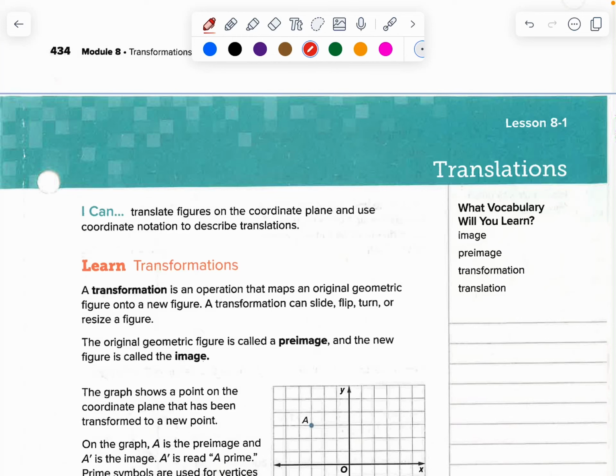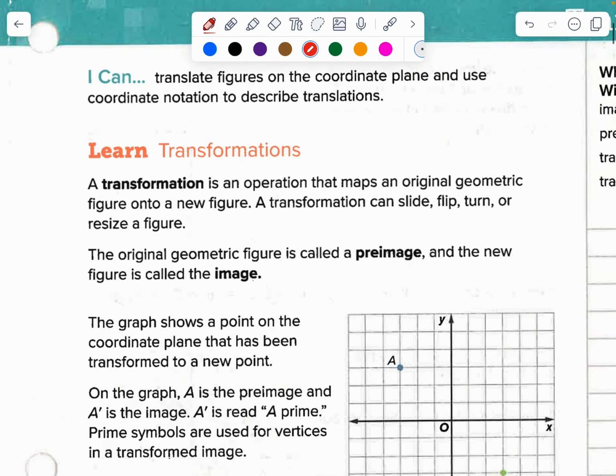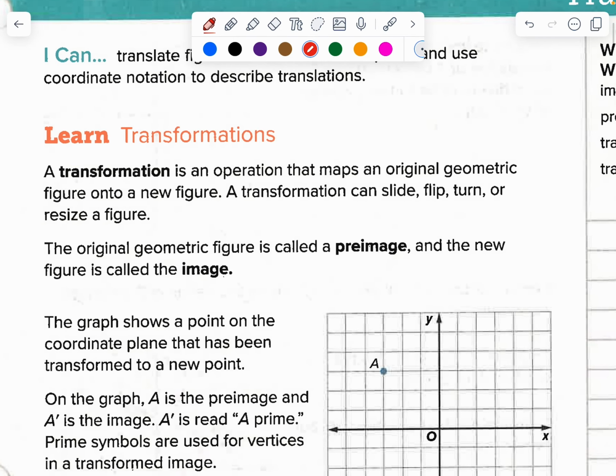Okay, so we're going to start with translations. We're on page 434, or 435 in the book. Okay, the first thing we have to talk about is what a transformation is. So a transformation is an operation that maps an original geometric figure onto a new figure. Okay, so we're going to be moving things. Mapping means we're moving things.